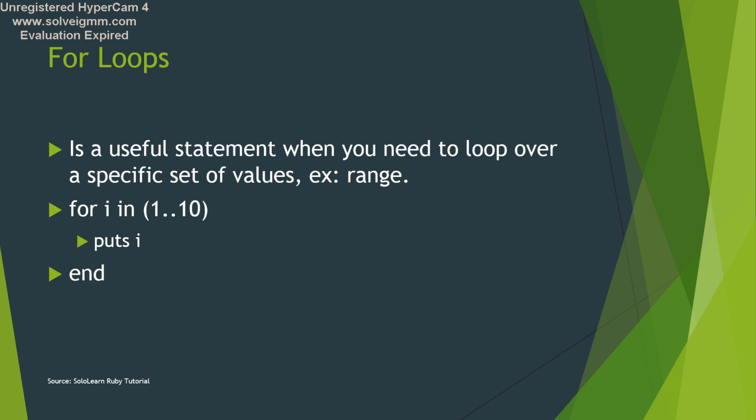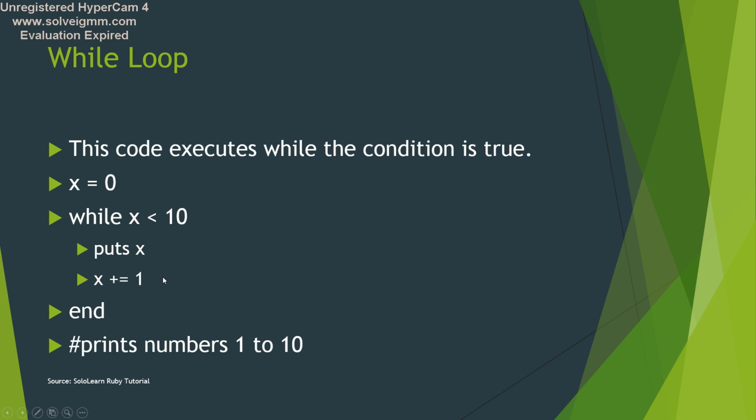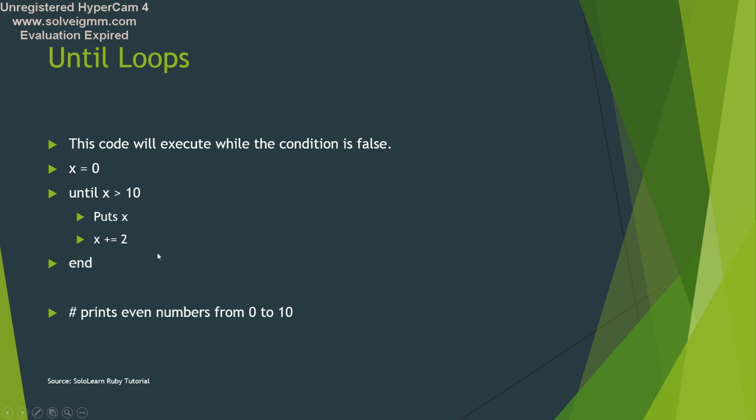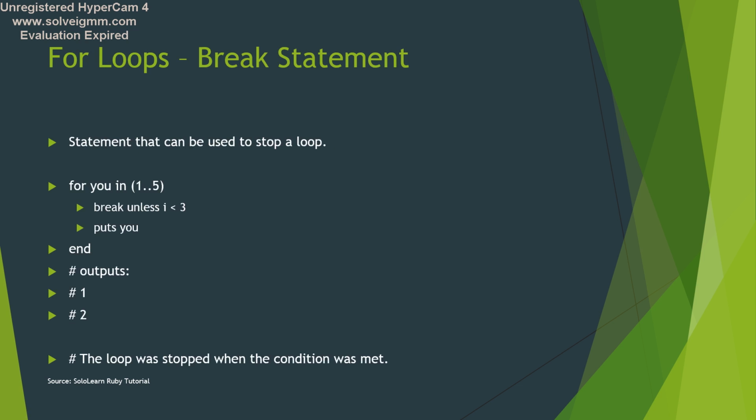For loops are a useful statement when you need to loop over a specific set of values. An example with a range: for i in range 1 to 10, puts i, and end. This code will print out values from 1 to 10, just like the loop before, but the only difference is the first value is excluded. Same purpose.